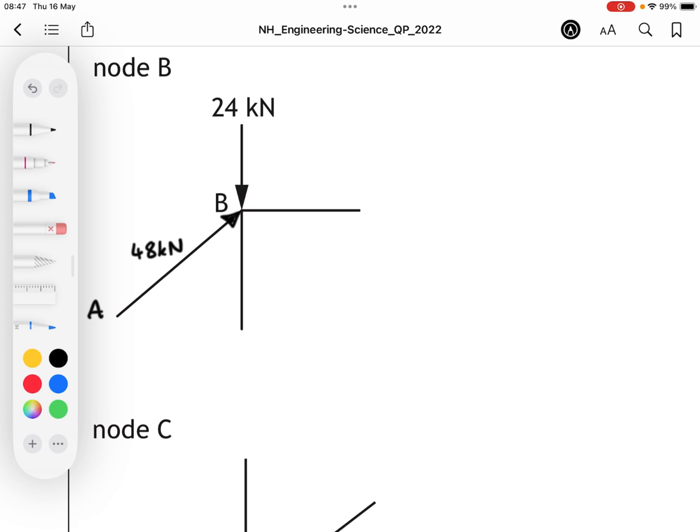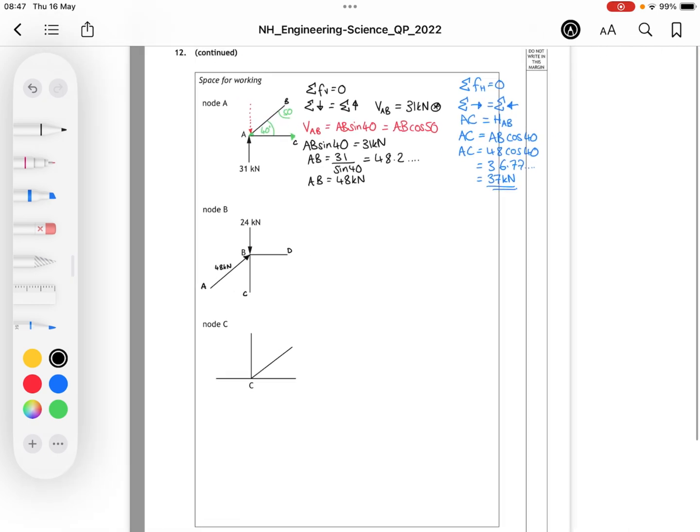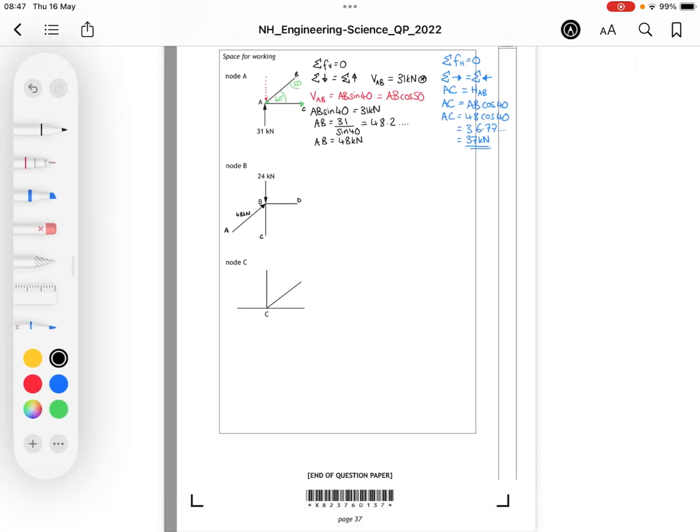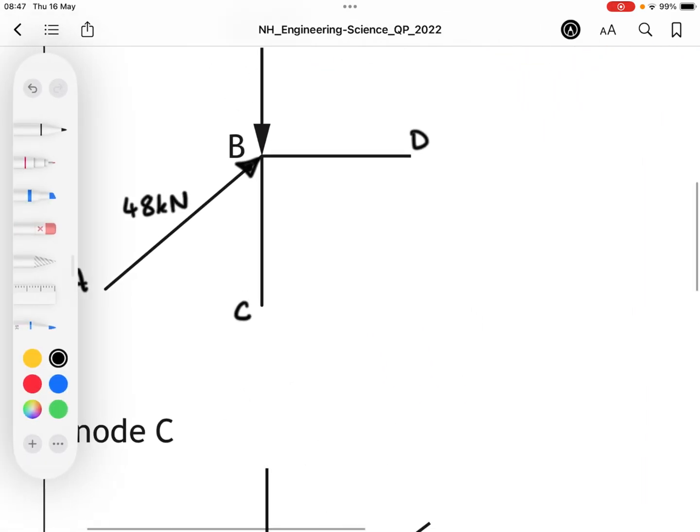We know that AC is a tie. We know nothing about BC, and we don't know anything about BD either. I'm just going to check I've got the letters there in the right order. Yeah. And so here, instead of doing what I just did, it's totally fine to assume. If I assumed that BC was a tie, and I got a negative answer, that would be fine.